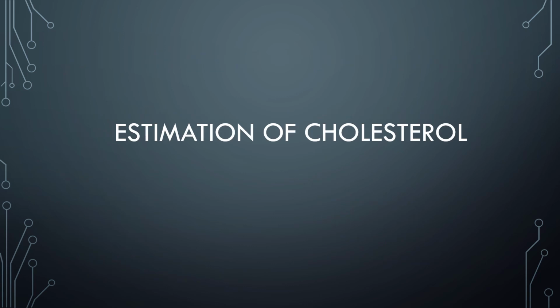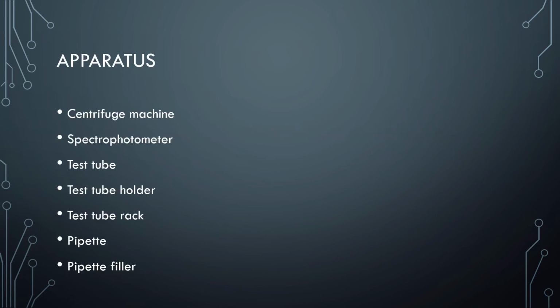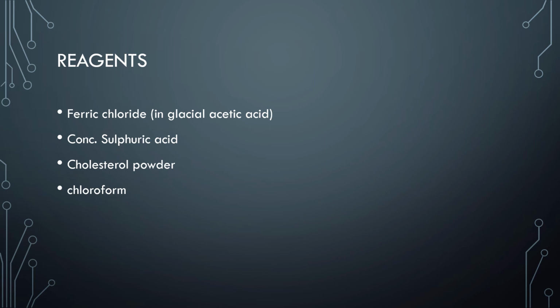Now we proceed to our topic, that is estimation of cholesterol. Apparatus required for this practical include centrifuge machine, spectrophotometer, test tube holders, test tube rack, pipette and pipette fillers. The reagents required for this practical are ferric chloride in glacial acetic acid, concentrated sulfuric acid, cholesterol powder, and chloroform.